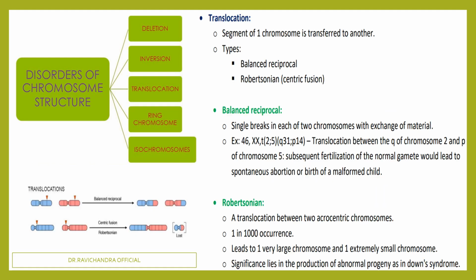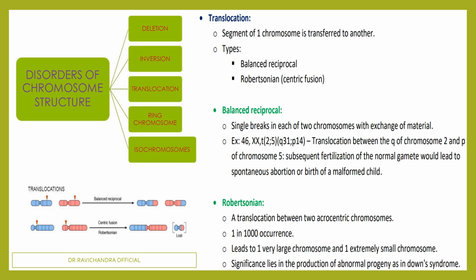Translocation. Segmentation of the chromosome, and the segment of one chromosome is transferred to another. Types of translocations are balanced reciprocal translocations and central fusion translocations, or Robertsonian translocations. In balanced reciprocal translocations, there are single breaks in each of the two chromosomes with exchange of material. Translocation between Q of chromosome 2 and P of chromosome 5 is a classical example, which will lead to spontaneous abortion or birth of a malformed child.